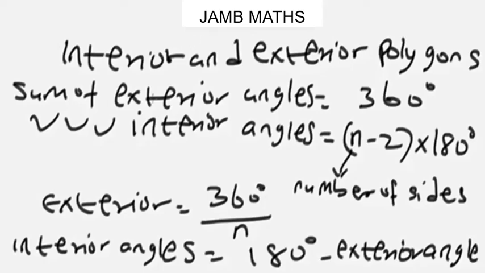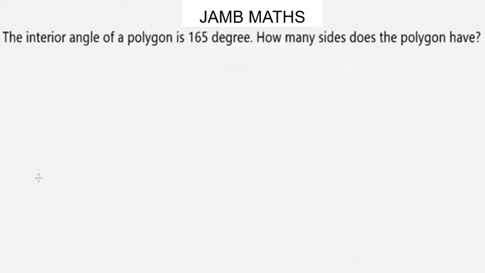So let's wipe this and look at a typical problem on this and apply these formulas to it. Okay, guys, now let's look at this problem. It says the interior angle of a polygon is 165 degrees. How many sides does the polygon have? Remember, we're not asked the sum. So we don't use the formula for the sum, which is n minus 2, times 180 degrees.